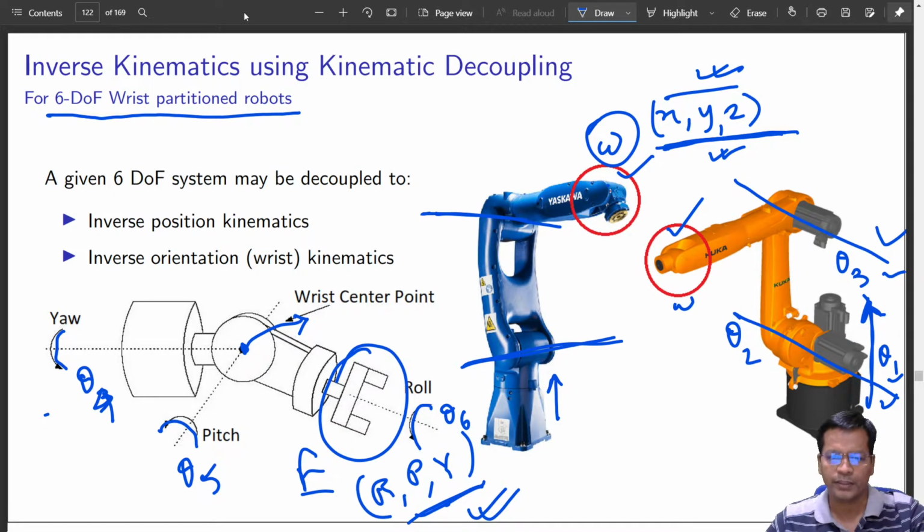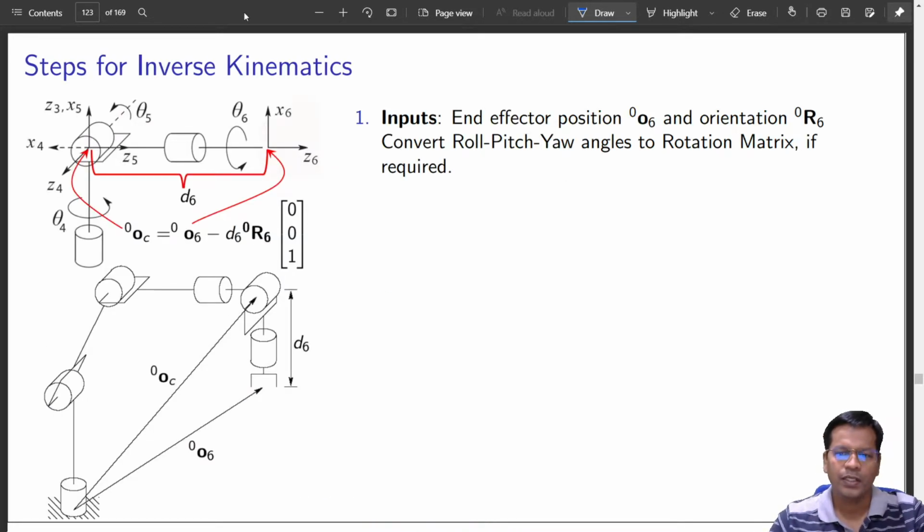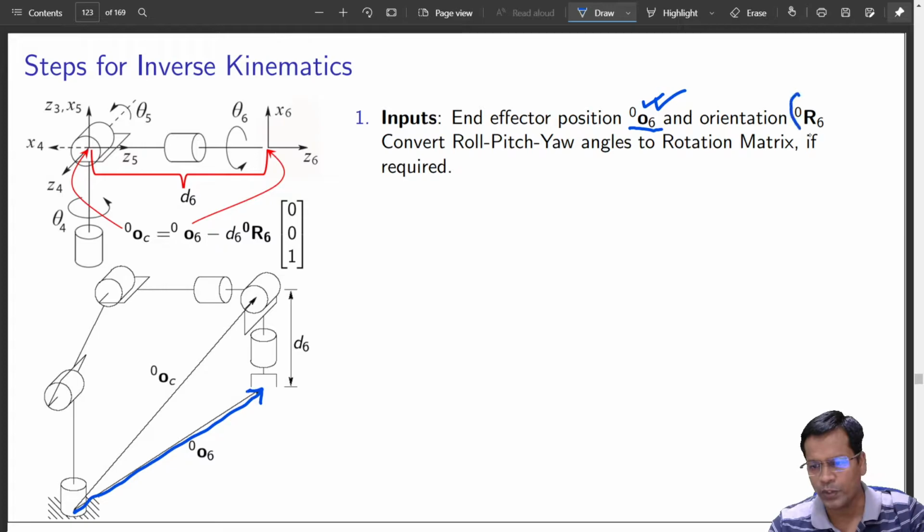How will you go for it? Now the inputs are, don't look at this figure now, the end effector position, that is 0 0 6. The position vector of the end effector is given. And we also know the orientation of the end effector frame. This is given by 3 angles, roll, pitch and yaw. So you know the end effector orientation.